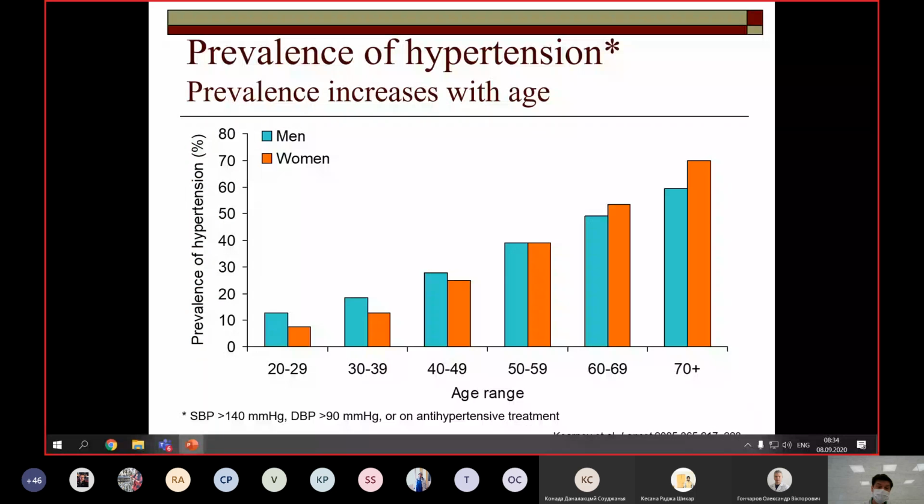On the next slide, you can see the prevalence of arterial hypertension worldwide. Please take into consideration that arterial hypertension is equally present in men and women and in other populations, and it is crystal clear that arterial hypertension is an age-related disease.